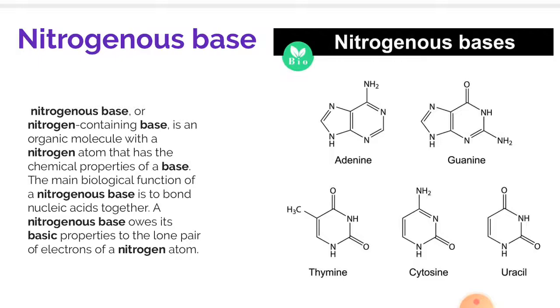Uracil is found in RNA. Right? So uracil instead of thymine is seen in the molecule of RNA.